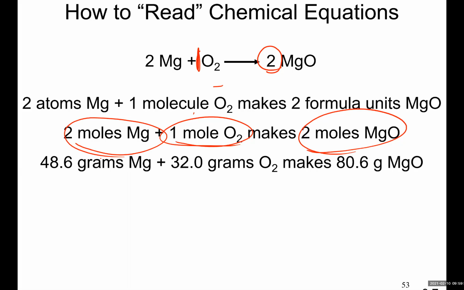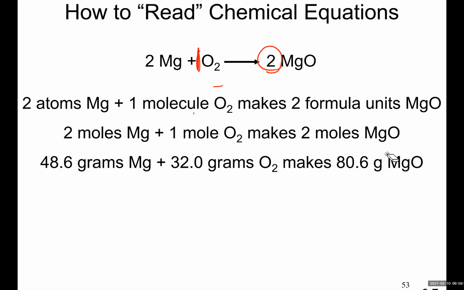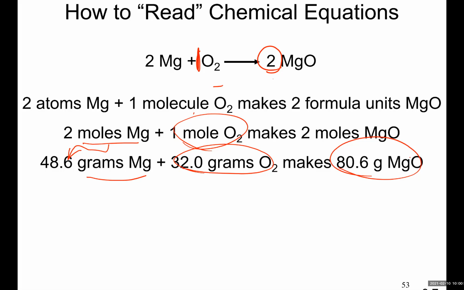You want to convert it to grams? Yes. Every mole of magnesium is 24.3 grams, multiplied by 2. You get 48.6 grams of magnesium, which reacts with 1 mole of oxygen, which is 32 grams, and it makes 2 moles of magnesium oxide, which is 80.6 grams. So you can translate it from moles to grams, but you can't read the equation in grams.